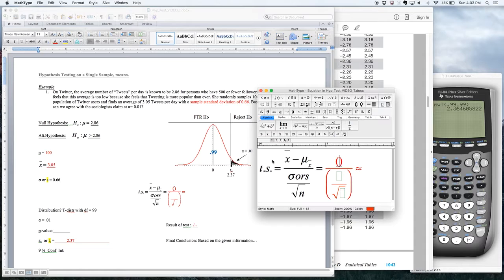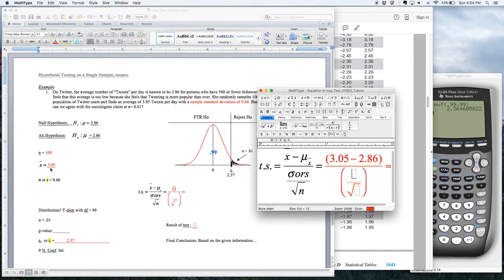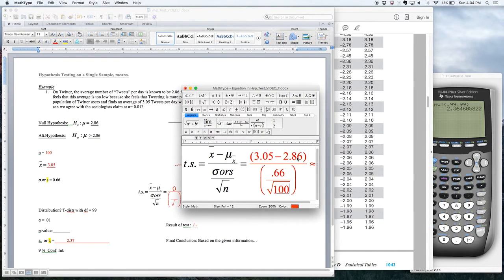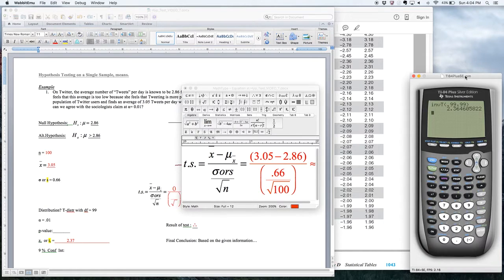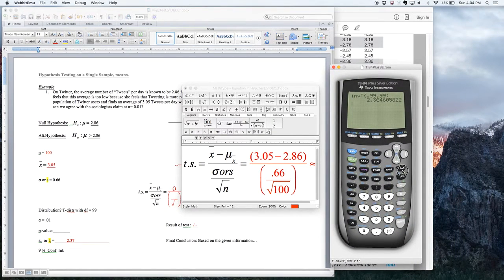All right, so I have to modify this. So it's x bar take off mu, which is 3.05, take off 2.86, divided by the standard deviation, which is 0.66, divided by the square root of n, which is the square root of 100. Okay, so there's the numbers plugged in. Now, obviously, we've got to crunch this. I'll show you in a little bit how you could crunch it in your calculator without actually punching buttons. There's a way to just give the calculator this info and get the statistic out of it. Well, let's type it and get this number so we can pop it in there.